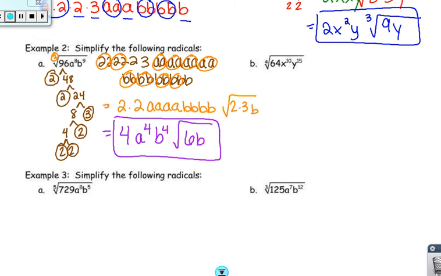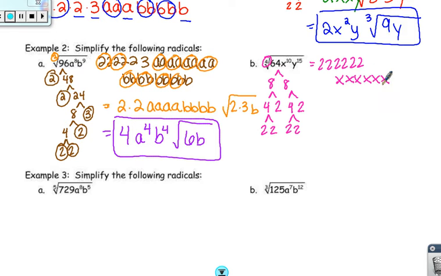All right, on the next one, we have a 4th root, so we need groups of 4. Well, what makes 64? 8 times 8 is 64. 4 times 2 is 8. 2 times 2 is 4. So there's 1, 2, 3, 4, 5, 6 2's. There's 10 x's. There's 15 y's.